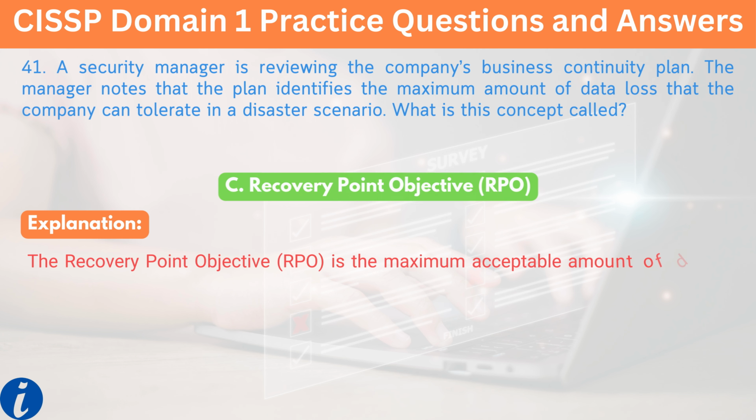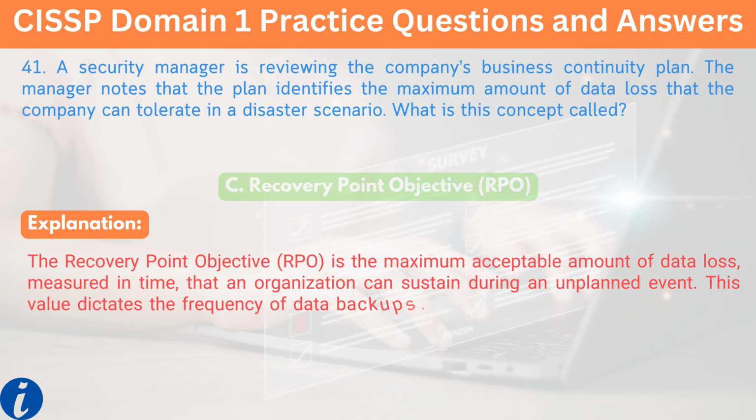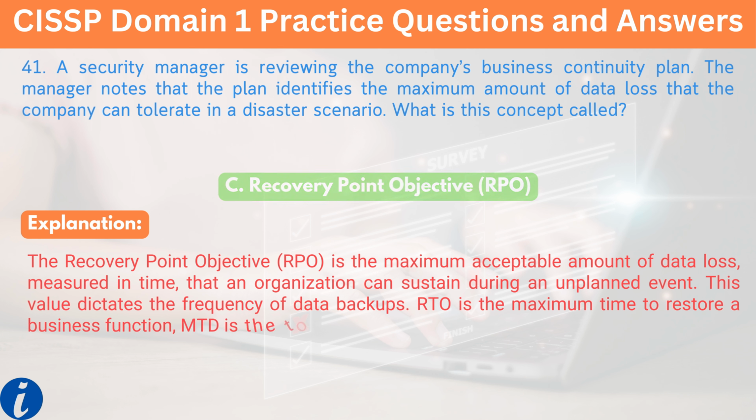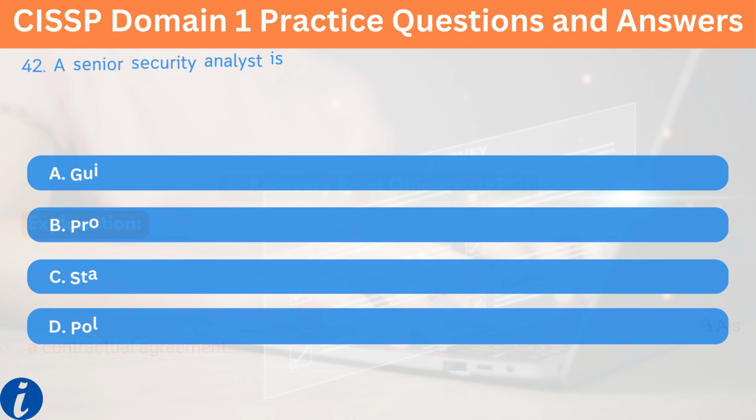Recovery point objective, RPO. Explanation. The recovery point objective, RPO, is the maximum acceptable amount of data loss, measured in time, that an organization can sustain during an unplanned event. This value dictates the frequency of data backups. RTO is the maximum time to restore a business function, MTD is the total time a business process can be down, and an SLA is a contractual agreement.